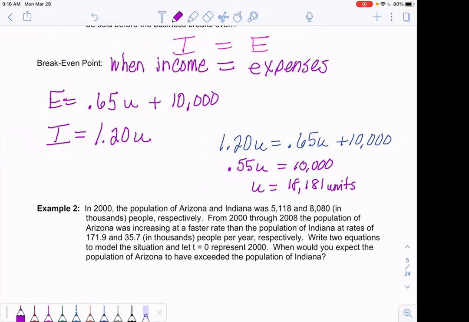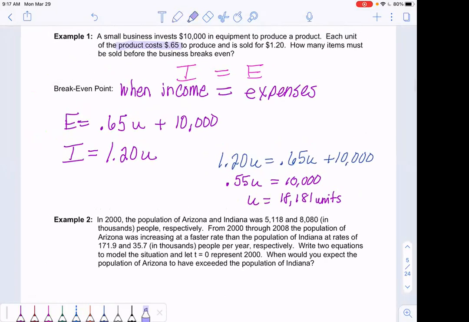Oh, I guess it just says how many items. Never mind, I guess you answered the question. So if I wanted to figure out my income or my expense, these two numbers would be the same. So I'm making 18,181 units, and then my income and expense value should be identical. So that would be the break-even point. At what X value would both my expense and income values be the same? Questions?